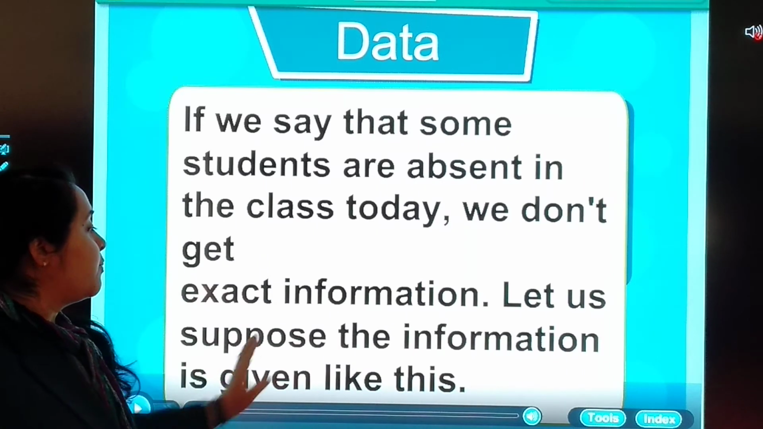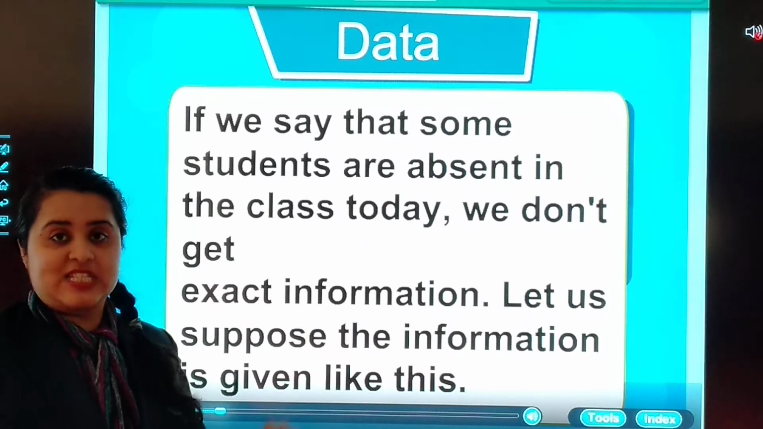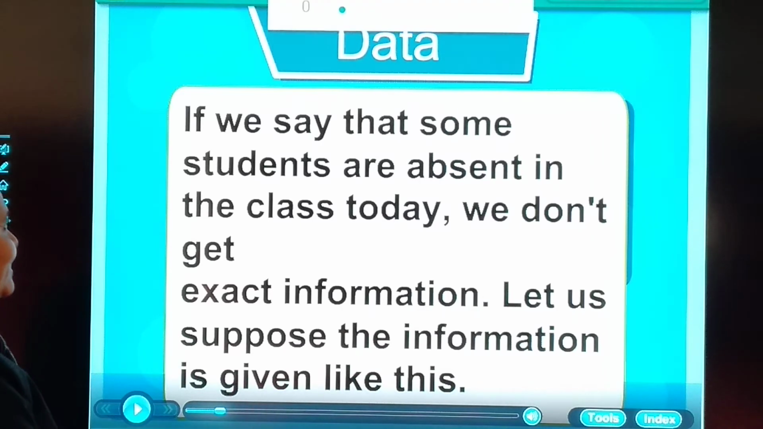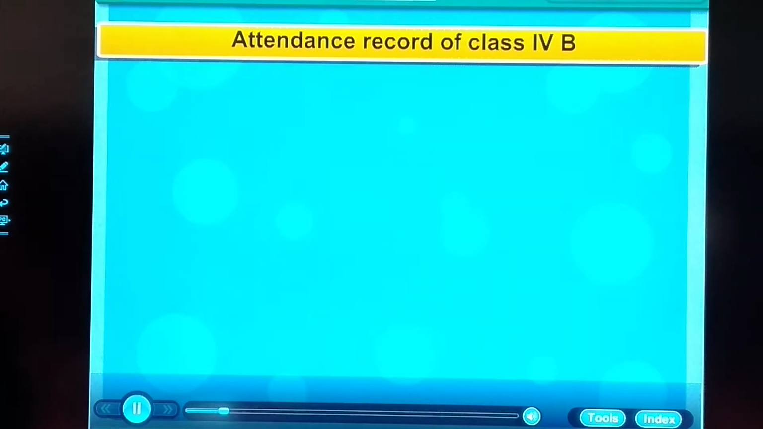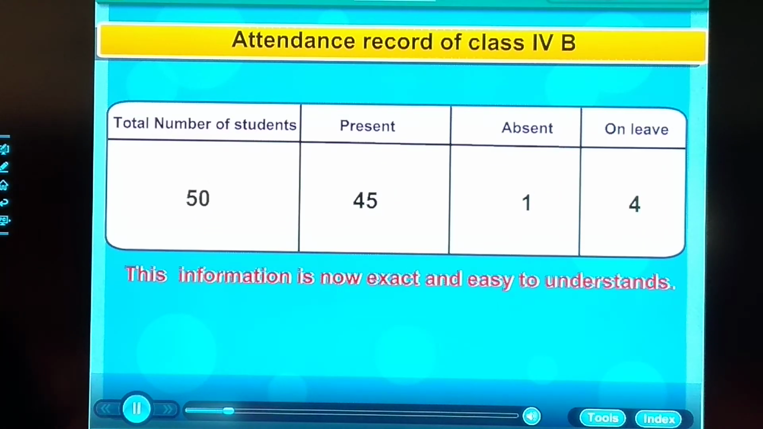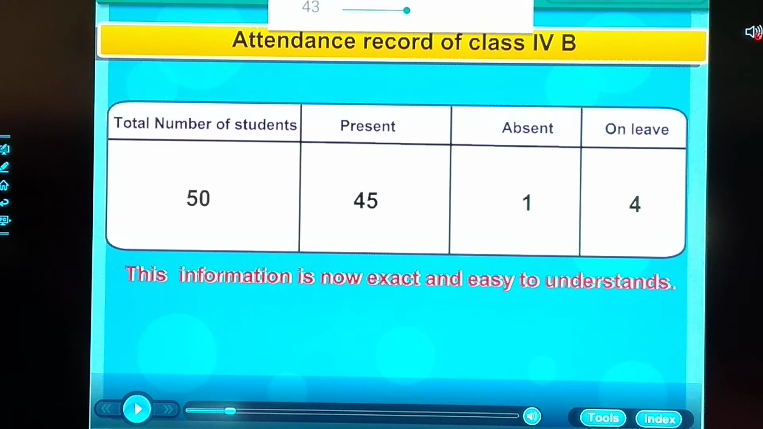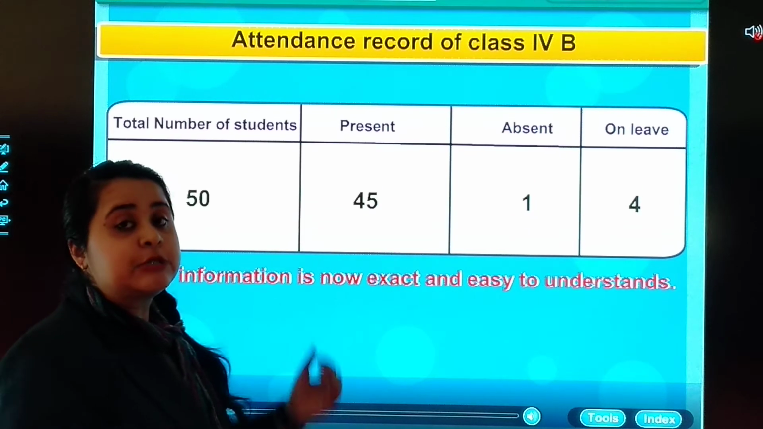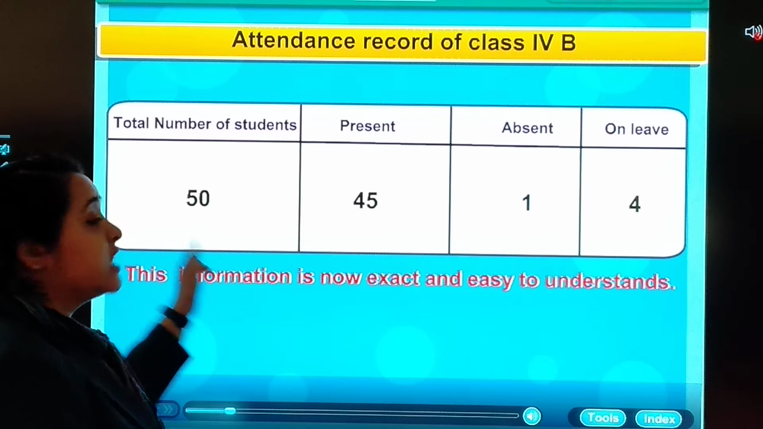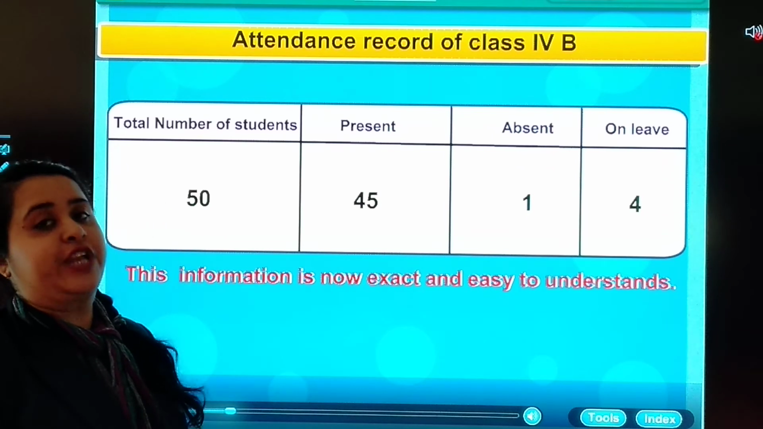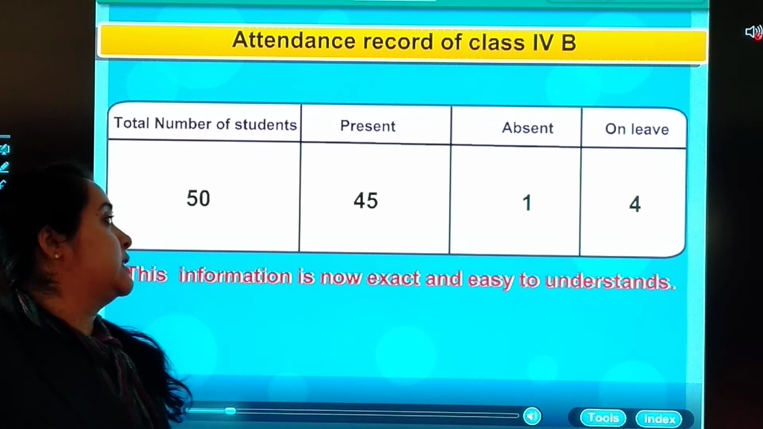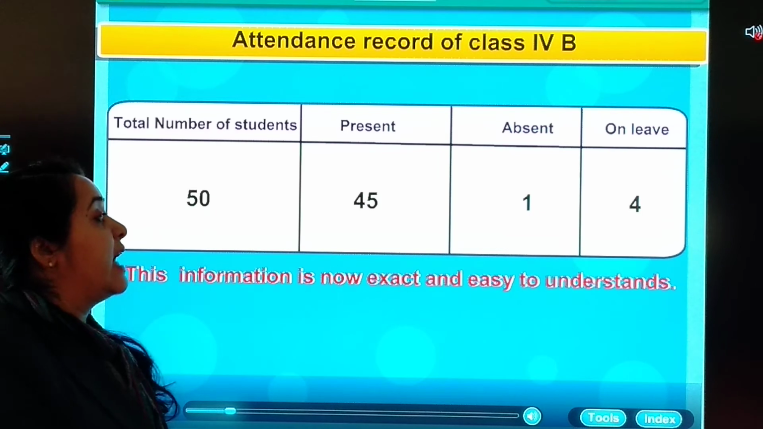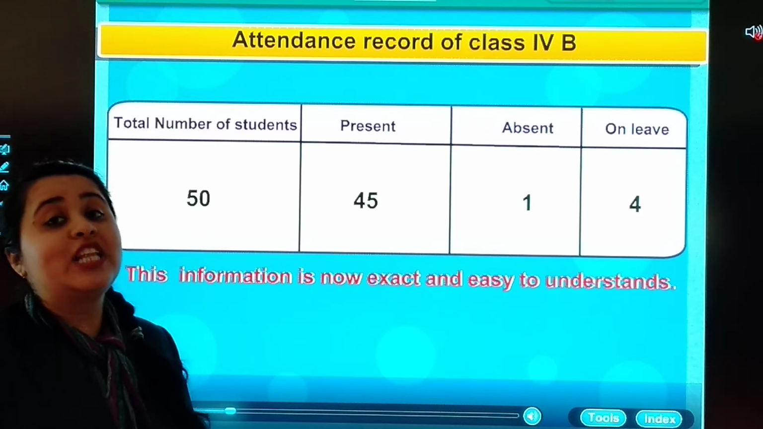Let's suppose the information is given like this. We will see an example of it. Attendance record of class 4B is as follows. Number of students 50, present 45. In this you have been given that the total number of students in my class is 50. 45 are present in my class. 1 is absent and the remaining 4 are on leave.